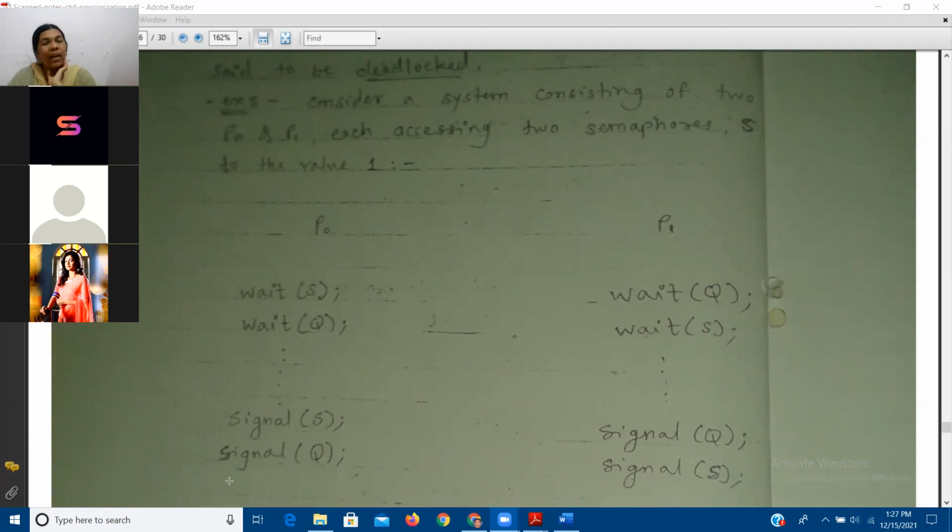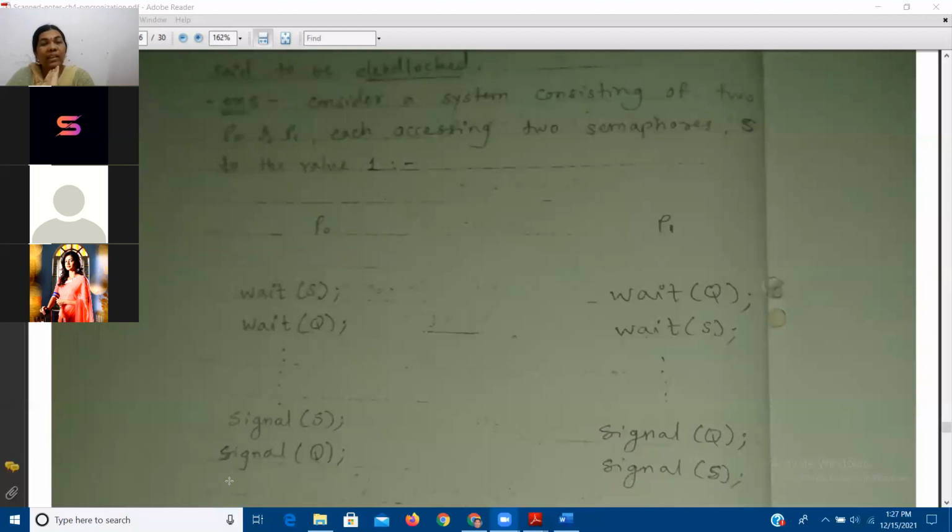One is holding one resource, another is holding another resource. The first is waiting for the second process to release the second resource, and the second process is waiting for the first process to release the first resource. So in short, both are waiting for each other. Nobody is going for completion. Both are in the waiting state.